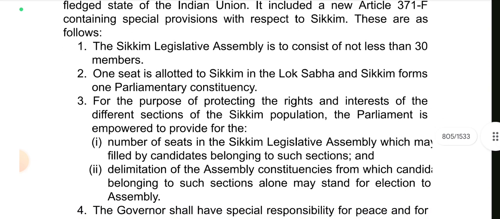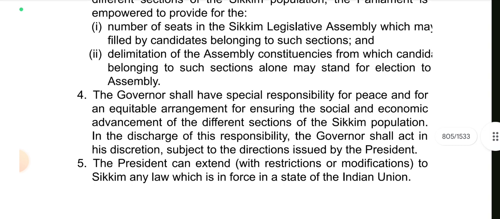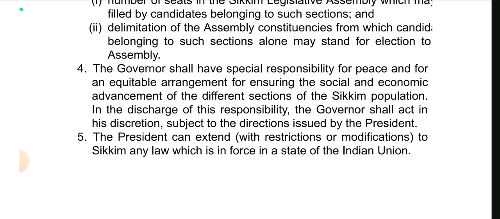These are as follows. The Sikkim Legislative Assembly is to consist of not less than 30 members. One seat is allotted to Sikkim in the Lok Sabha, and Sikkim forms one parliamentary constituency for the purpose of protecting the rights and interests of the different sections of the Sikkim population. The Parliament is empowered to provide for the number of seats in the Sikkim Legislative Assembly which may be filled by candidates belonging to such sections, and delimitation of the assembly constituencies from which candidates belonging to such sections alone may stand for election to the assembly.